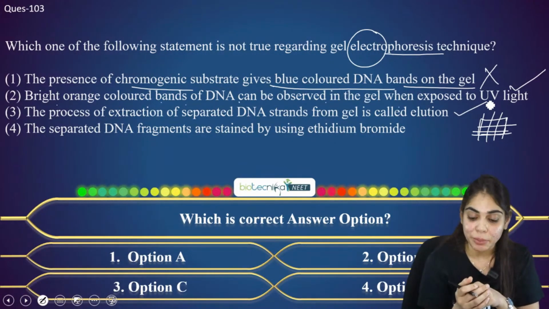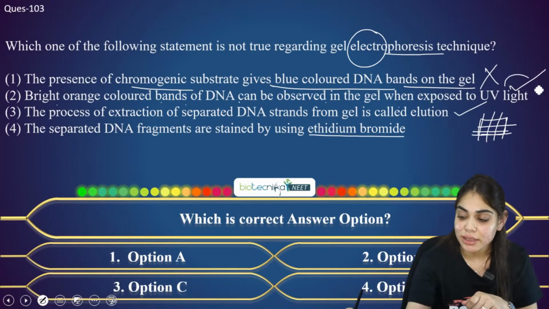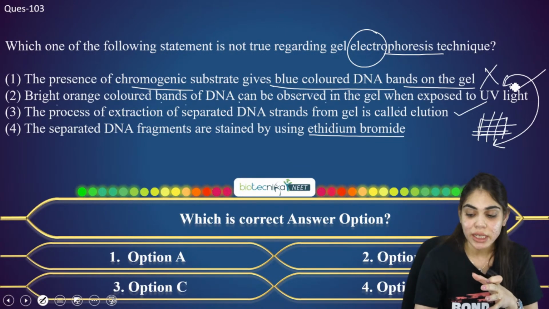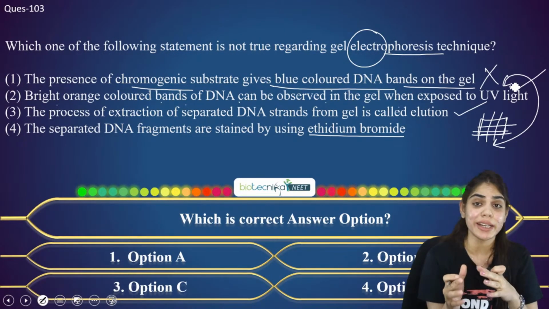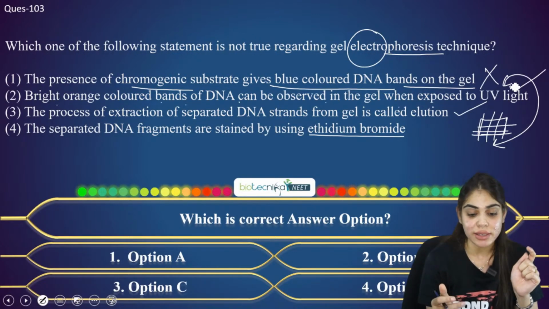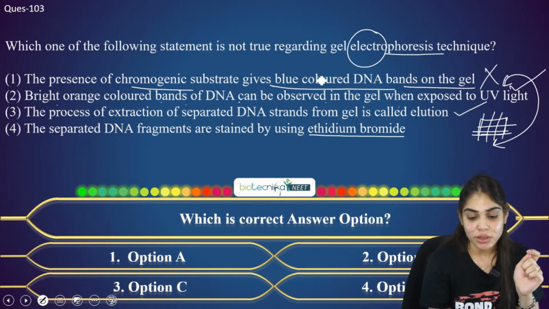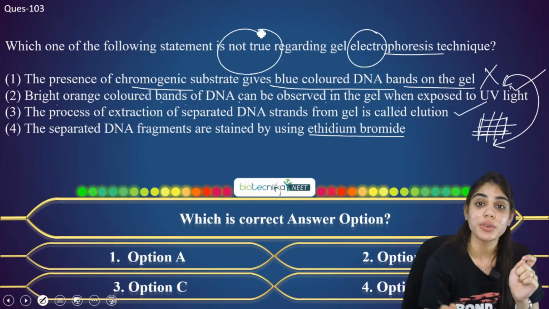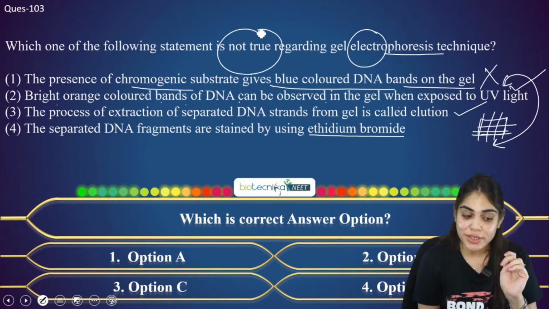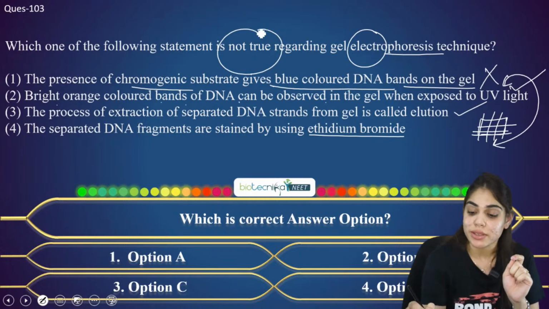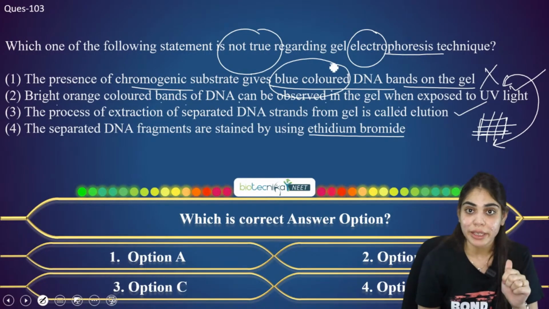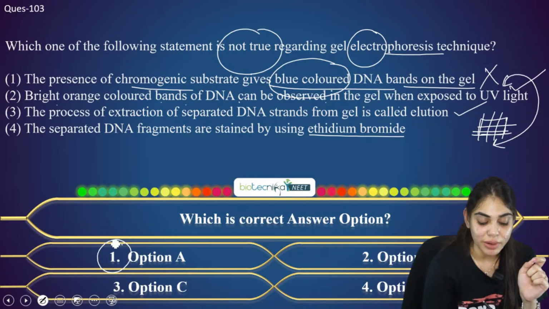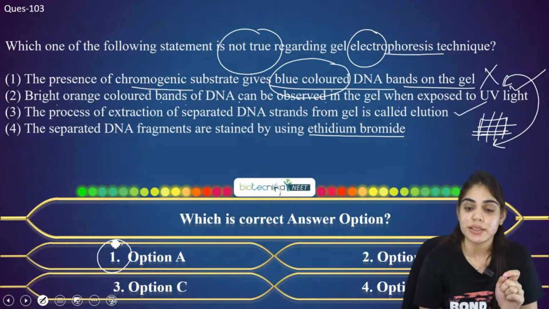The separated DNA fragments are stained by using ethidium bromide. Again, the 2nd and 4th statements are interrelated, so both statements are correct. So B, C and D, all 3 are correct. So the wrong answer is the first option. So what is the correct answer option? Here you have to find the not true statement. Not true means incorrect. We have seen that the first option is the incorrect option because it talks about blue color, but this is not because of blue color, but because of bright orange color. So the first option is the right answer, where you have to pick the incorrect statement.